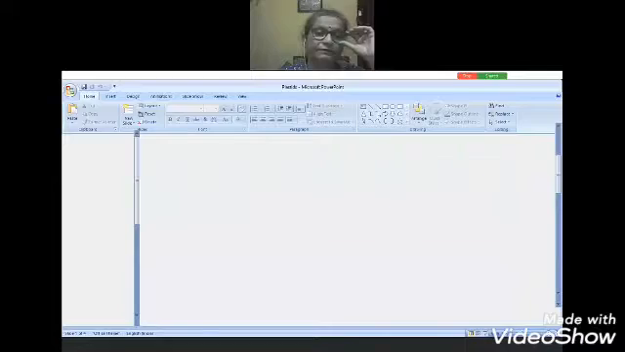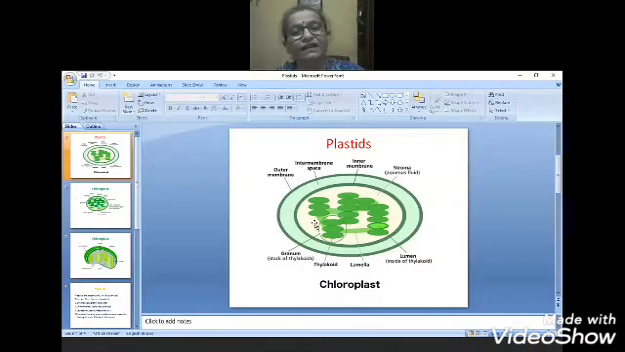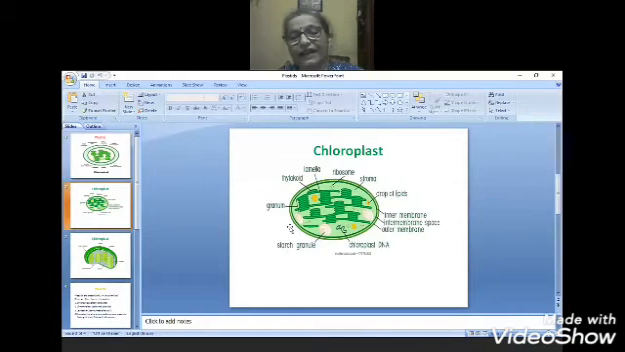So now let us see the diagram of the chloroplast. That day we had discussed it in short. Let us see one more time. Now see, this is the plastid chloroplast. Now let us talk about this structure. What I wanted to show you that day. Now this is the structure of a chloroplast.